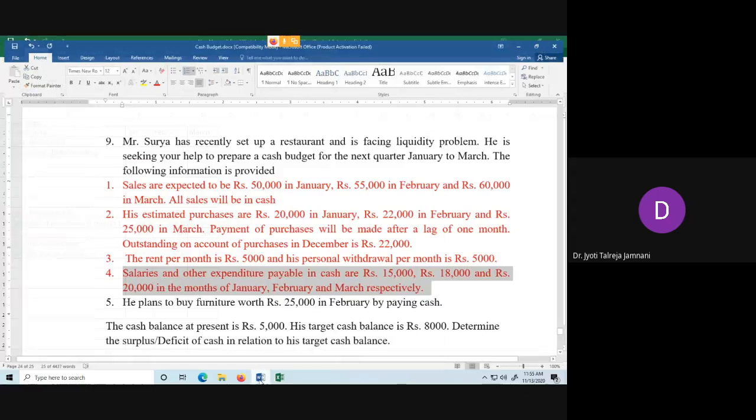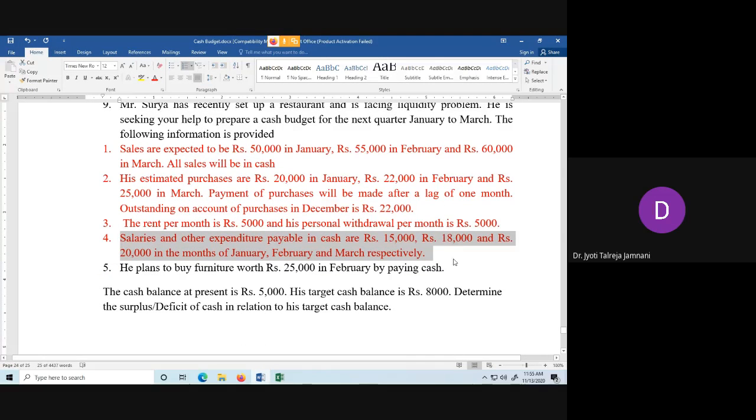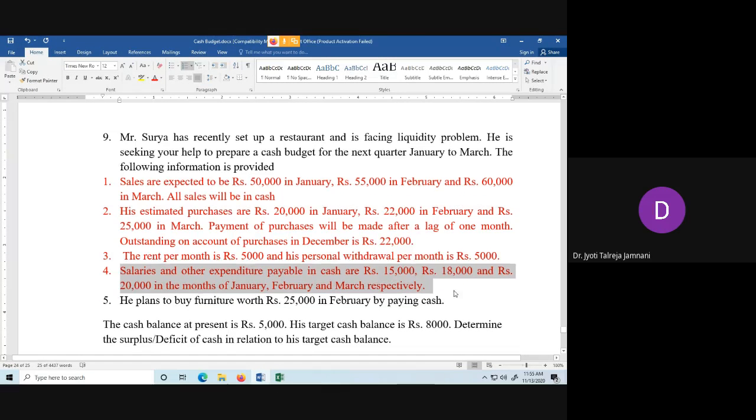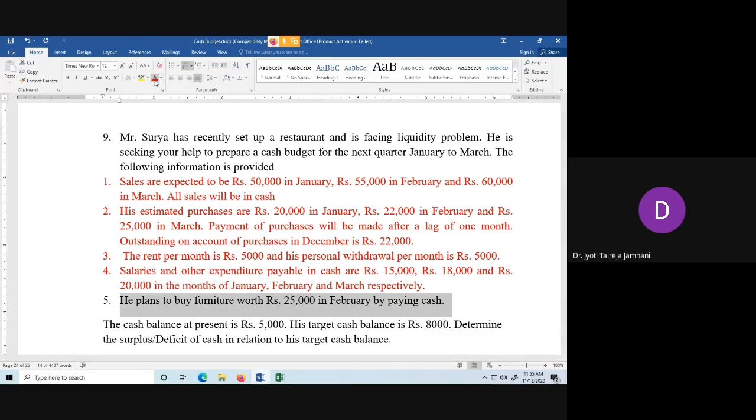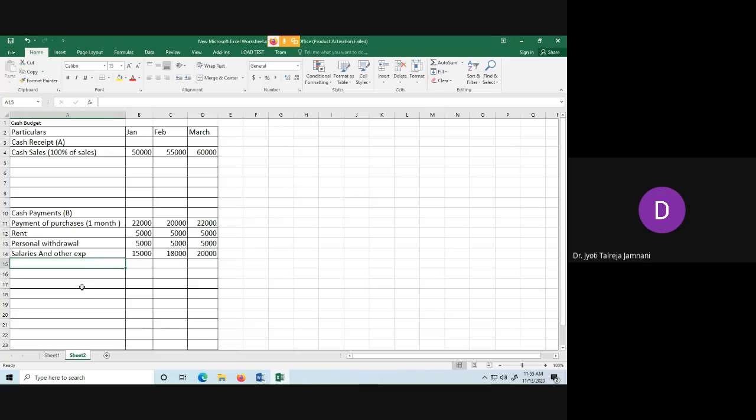Okay, the last point, he plans to buy furniture worth rupees 25,000 in February by paying cash. So he is planning to buy furniture in February. So purchase of furniture. And for this, he is going to pay cash for the month of Feb, and that is 25,000. So only in the month of Feb, you take 25,000 as purchases.